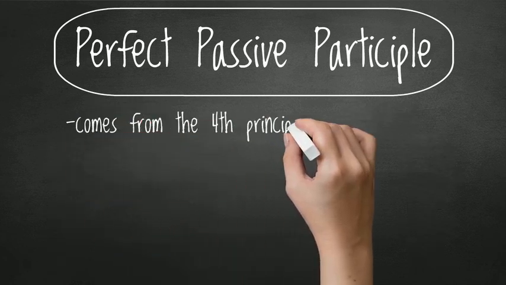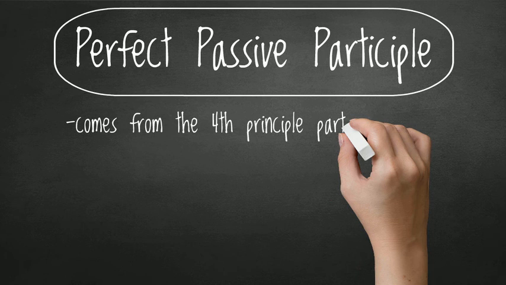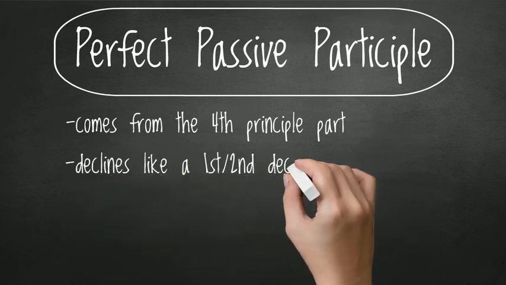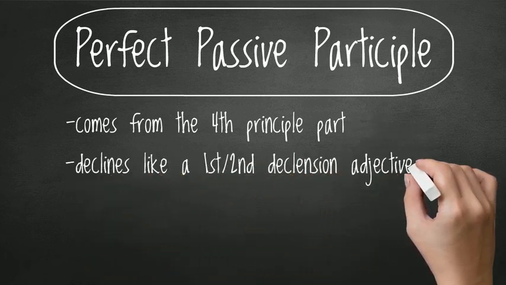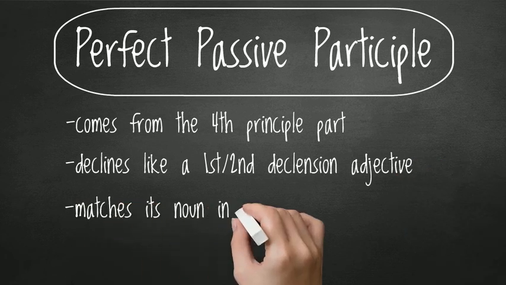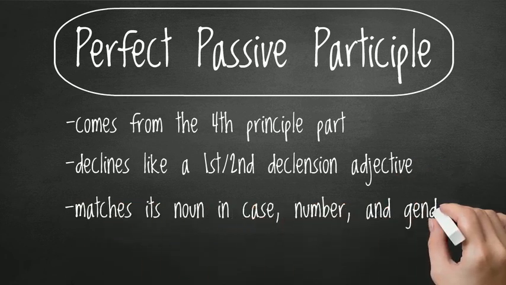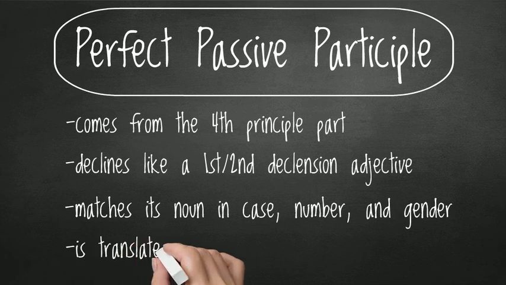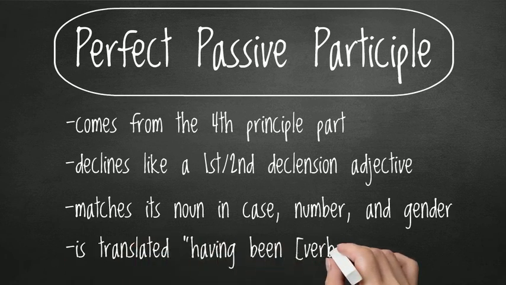So let's review. Perfect passive participles come from the fourth principal part, decline like first, second declension adjectives, match their nouns in case, number, and gender just like an adjective, and are translated having been verb.